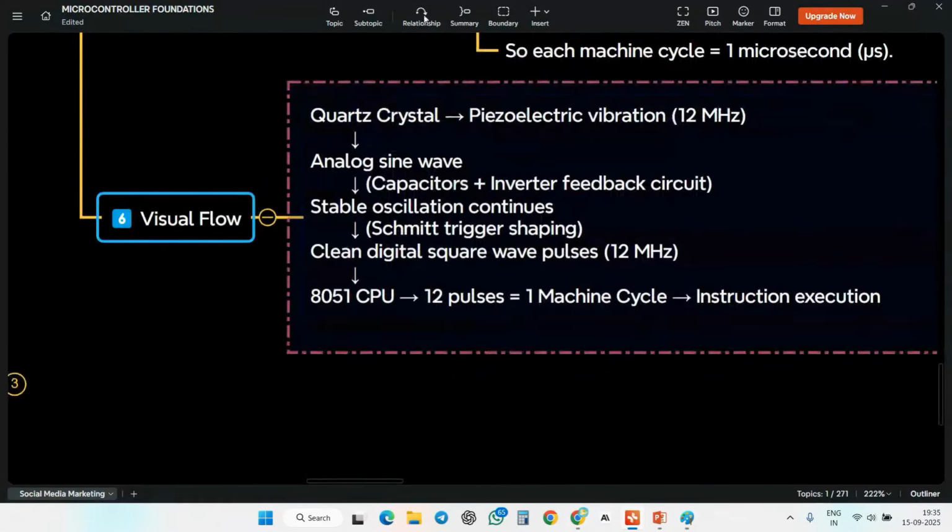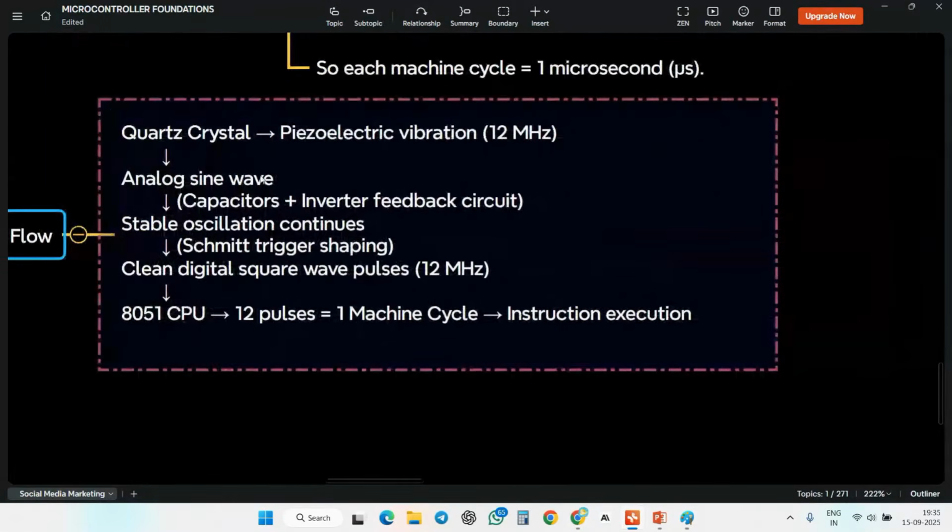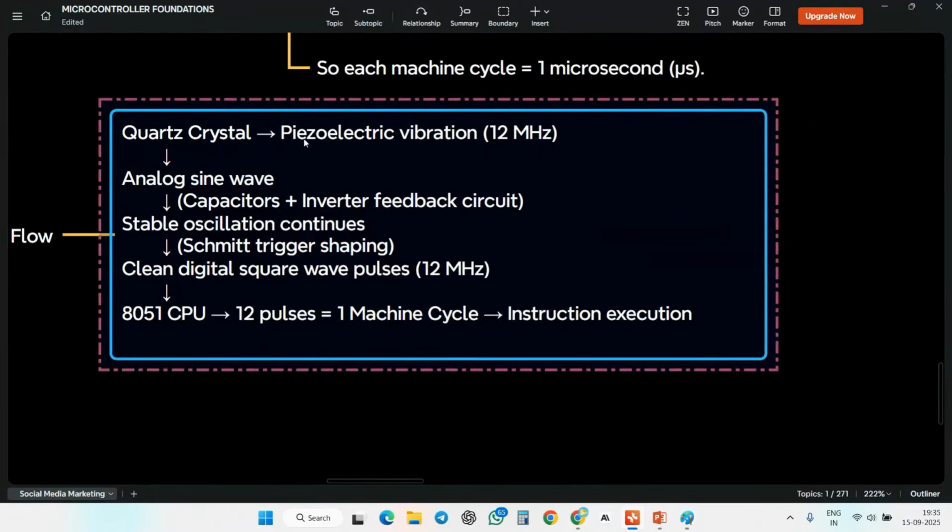And flow, you can easily know the concept of how the oscillator works. The quartz crystal has a piezoelectric vibration, and an analog signal is produced. Inside this, we are using a capacitor plus an inverter feedback. It helps to stabilize your signal, that means enhancing your signal.